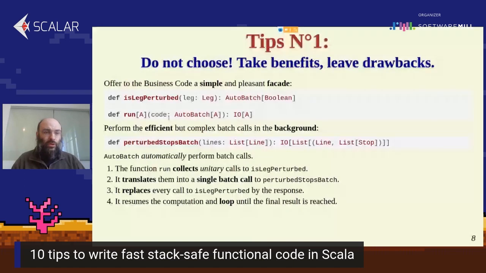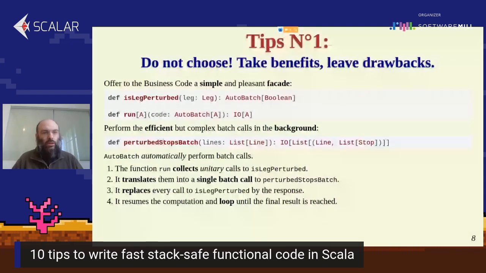And what we want to be able to do is to run this magic monad to return an IO, like something usual, like ZIO or Cats Effect. What we want is for the magic monad AutoBatch to magically make things efficient for us. So what we wanted to do in the background is to call the batch API. So what you see here is the code we have and the one we want.